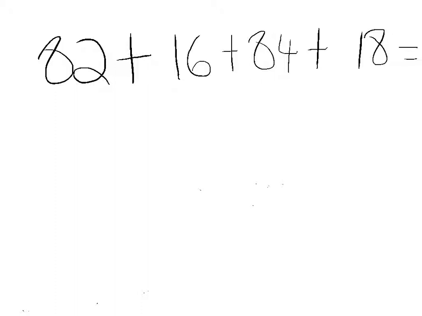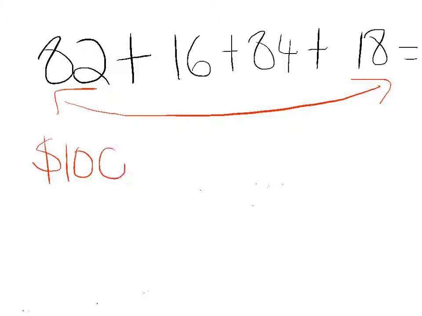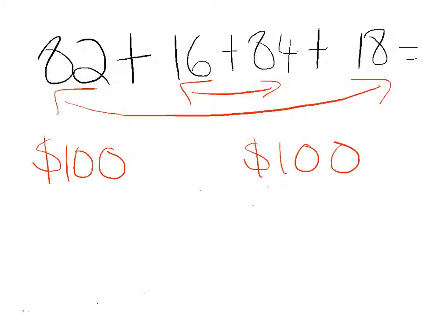So if I quickly go, 82 and 18 are compatible because if I add those two together, they make $100. And 16 and 84, yes, they're compatible, so they can go there. So 16 plus 84 is $100 as well. So I've written those two down. My last step is to add the two tidy numbers together, which gives me $200.